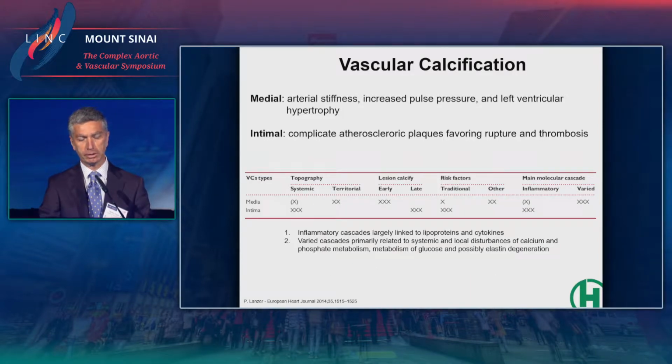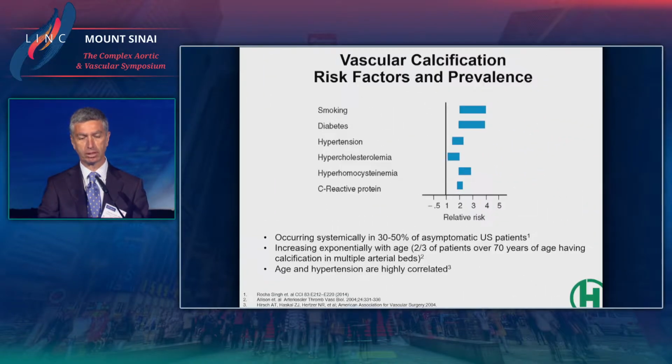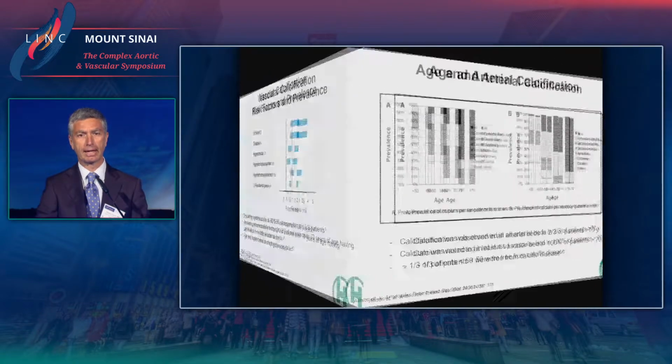This is just to show you the correlation between the two different types of calcification. You can see that generally we have more risk factors for the intima, that is also correlated to some inflammatory reaction. What is also important to remember is that in many cases, especially in the femoropopliteal region, there is a mix of both components, and this increases the complexity of the pathology. Regarding the risk factors, you can see that smoking and diabetes are the most common, but also hypertension and hypercholesterolemia are important elements.